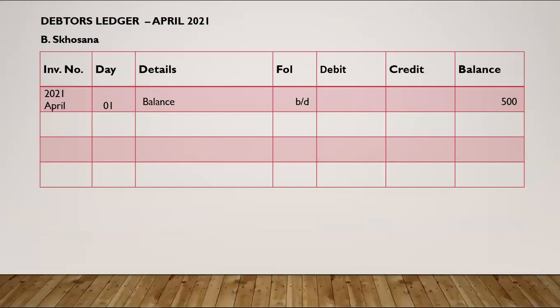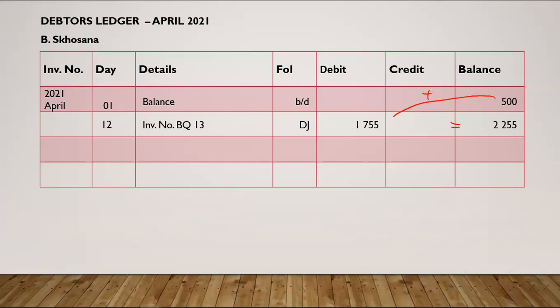We will have the day will be the 12th, invoice will be BQ13. This comes from the debtors journal. It is 1755. You add it with 500. It'll give you a new balance. The new balance will be 2,255.